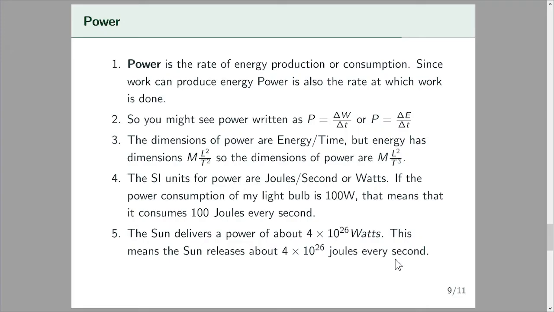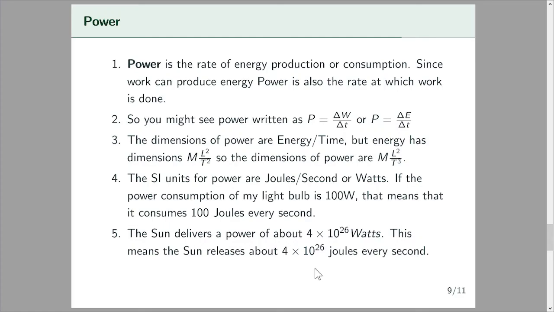And so the sun is a great energy source. The sun releases zillions of times more energy per second than we consume. So the sun is a good source of energy for us if we can harness it pretty well.